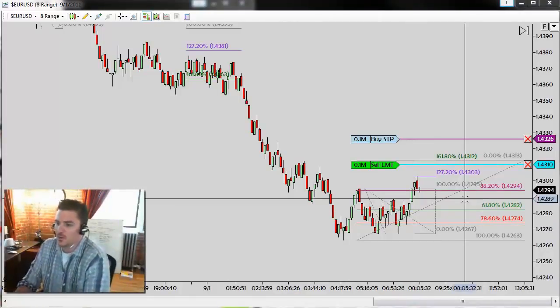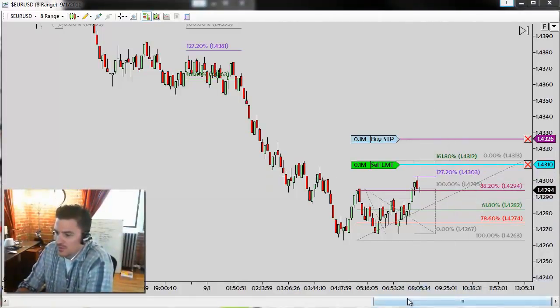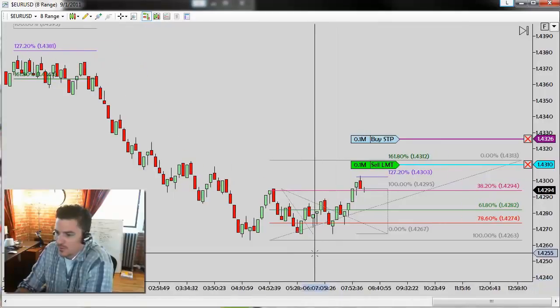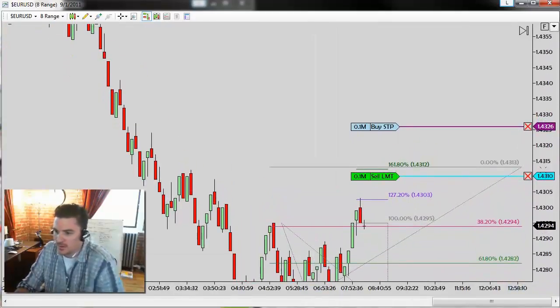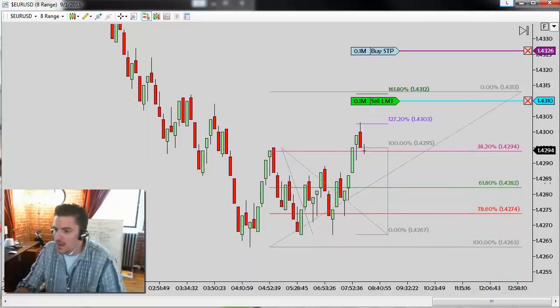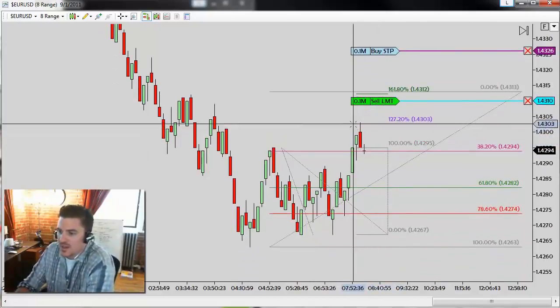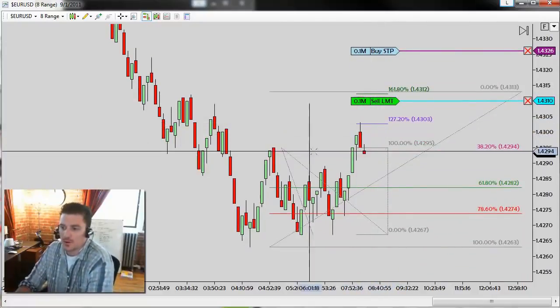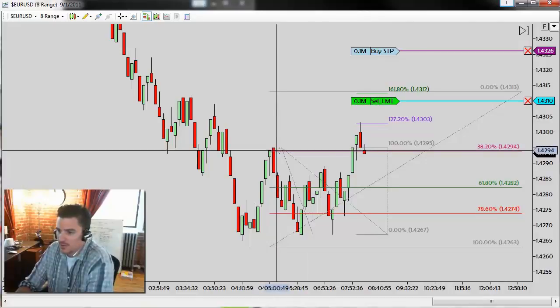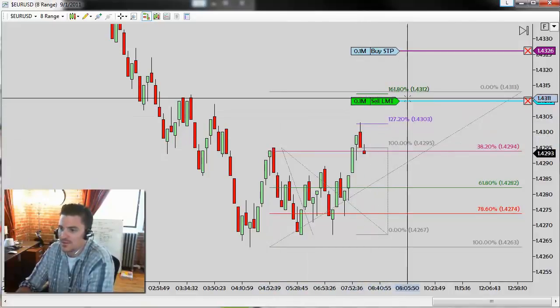Now guys, as you see here, we've come right up into the 127 extension. I'm going to zoom in here so we can make this really fat and everybody can see it, because I like to see things clearly. We've come right up into the 127 and we've started to pull back. Now we're coming back and look left. We've got the resistance level here and we'll see whether or not the market will continue higher.